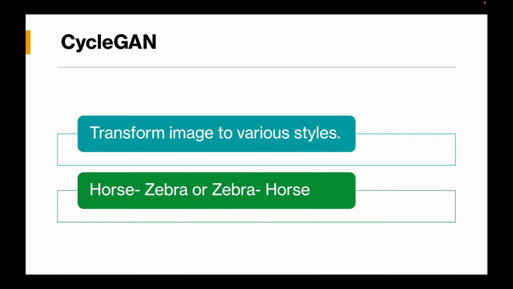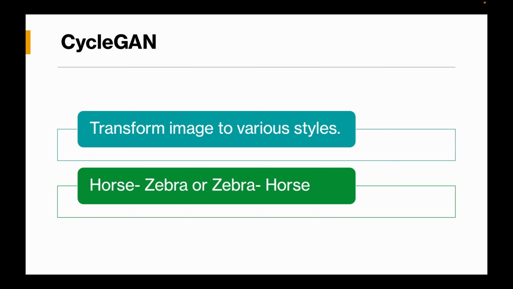CycleGAN. This type of GAN is used to learn how to transform images between various styles by using unpaired datasets. For example, a model can be taught how to alter an image from a horse to a zebra or vice versa.